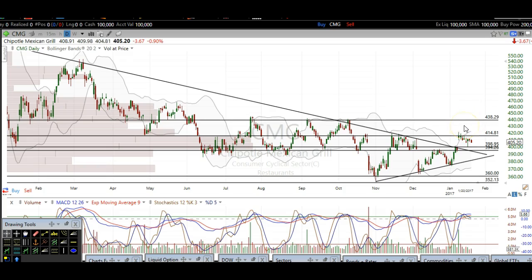The next level of resistance is up here at 415, and then above that is a big time resistance just below 440. You can see how many times we've gotten that price level rejected here. So 415 and then 440 is going to be that next resistance level that you want to be focusing on for Chipotle.